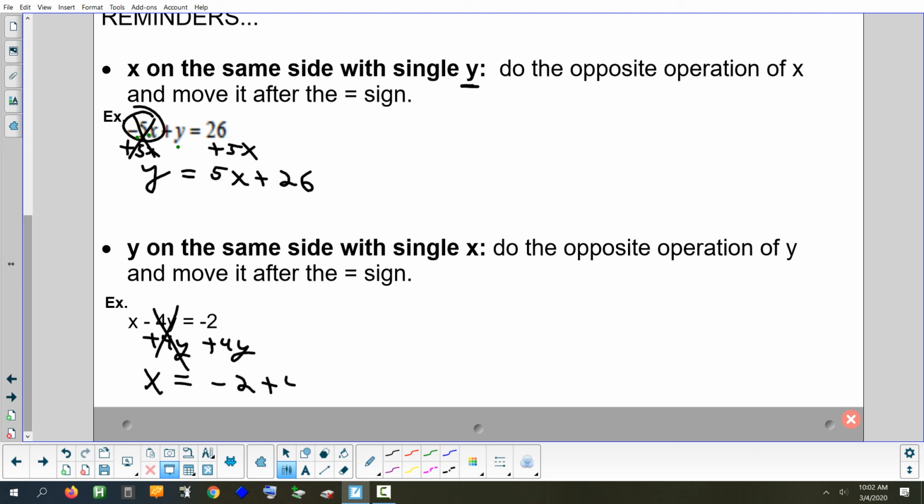-2 plus 4y. Now, if you didn't want to write it as -2 plus 4y, can somebody tell me the other order you could put that in? What's -2 plus 4y the same as? Adrian? Yeah. 4y minus 2. Yeah. 4y minus 2, same thing. Okay. But the point is you just have to do something first to get the variable by itself.